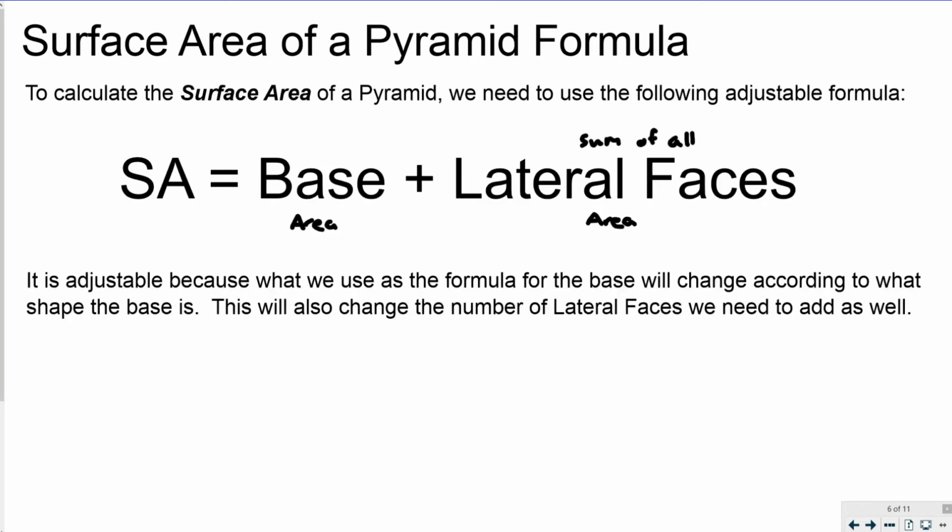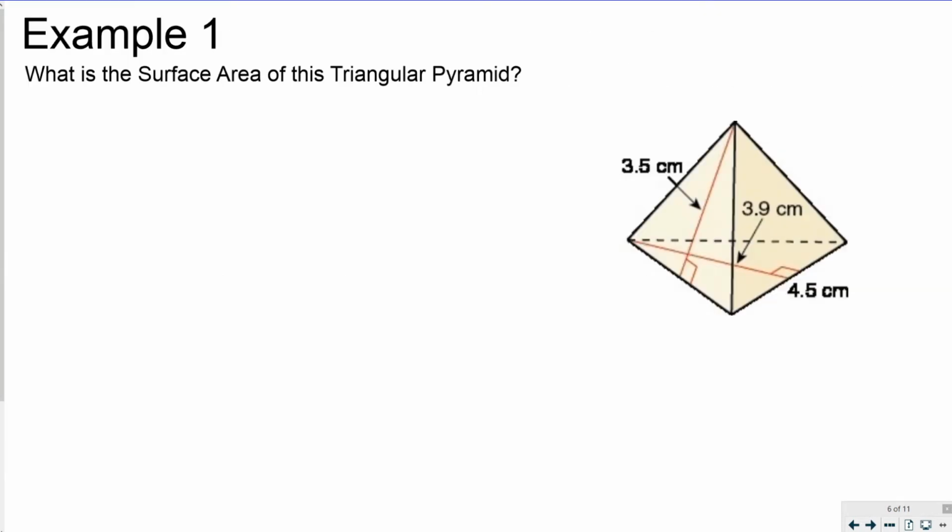So let's just jump into some examples right away. Here I have a triangular pyramid, and I am asked what is the surface area of this triangular pyramid.